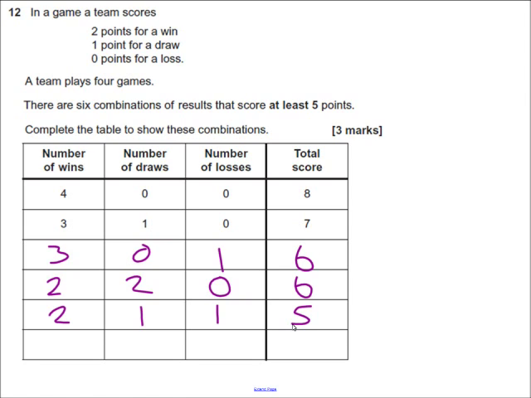Now, if we go to 4 points for the win, we can't have any losses. So we need to go down to 1 win and then 3 draws. So 1 win is 2 points, 3 draws gives us our final combination that gives us 5 points. So completing the table is a question of knowing and understanding the number of points for a win and a draw.